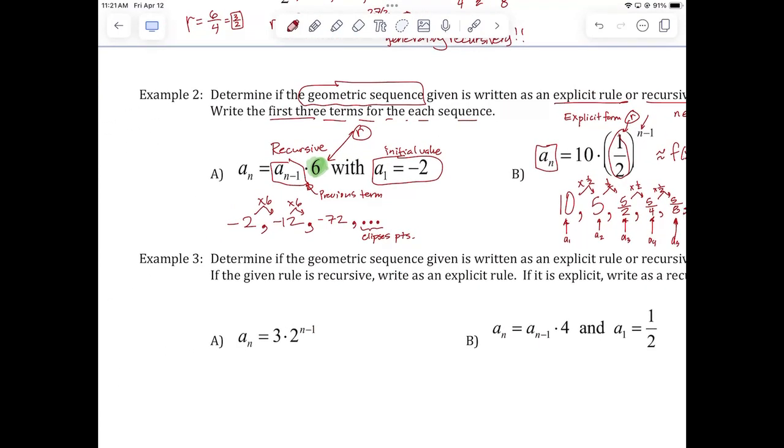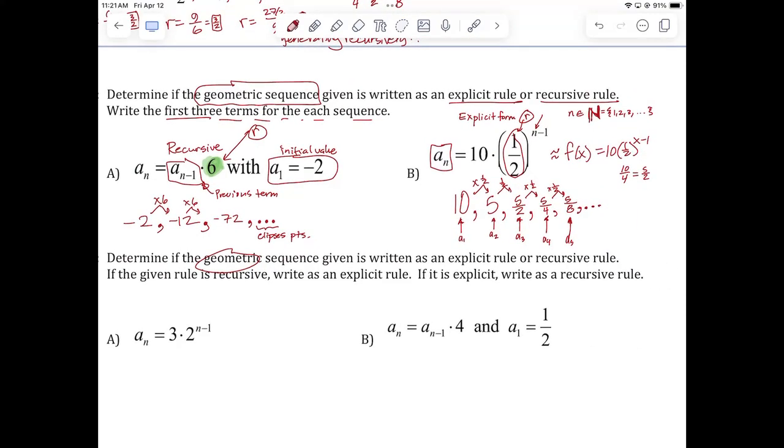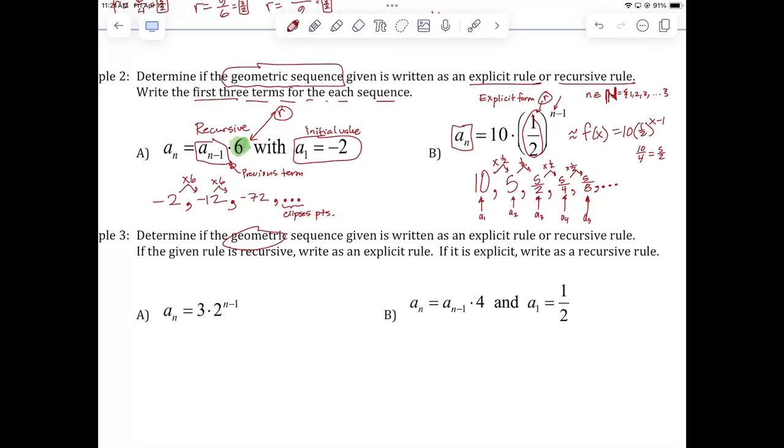All right. Example 3. Determine if the geometric sequence given is written as an explicit rule or recursive rule. So again, we know it's geometric. If the given rule is recursive, write an explicit formula. If it's explicit, write a recursive formula. Gulp. Now we have to write a formula? Given one, write the other? Given the other, write the one? It appears so. Let's see if we can figure that out together.